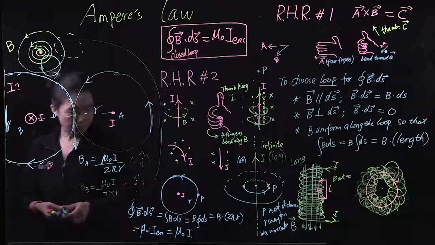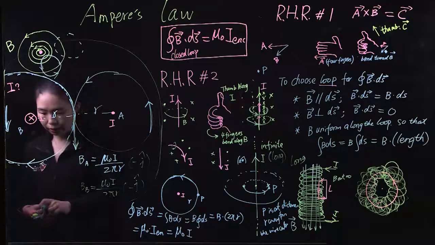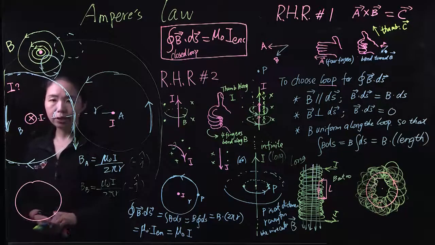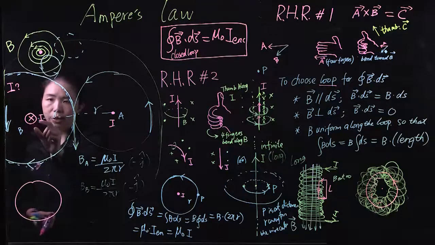And next, if we have something like a current carried by a wire, initially I have a very small wire with a small radius.